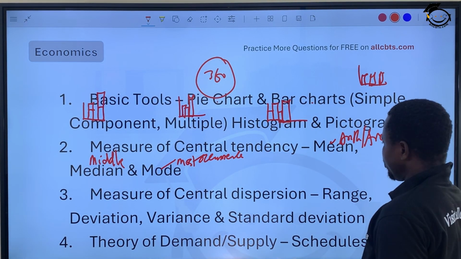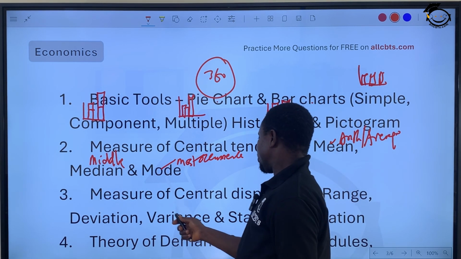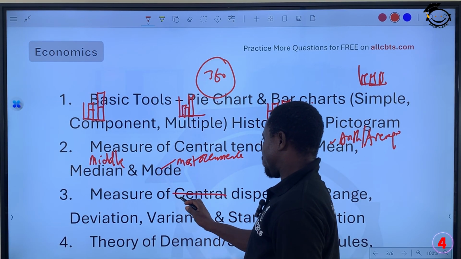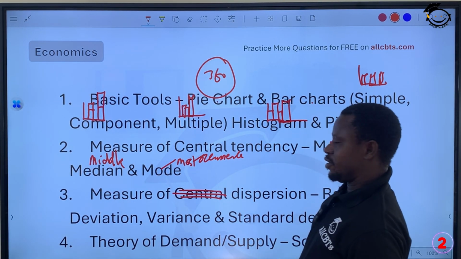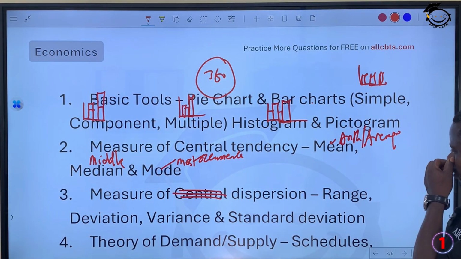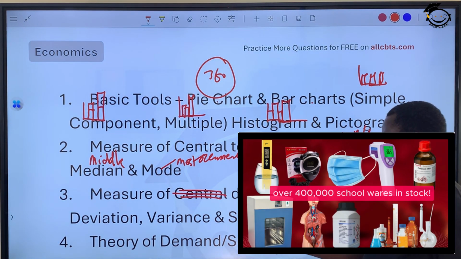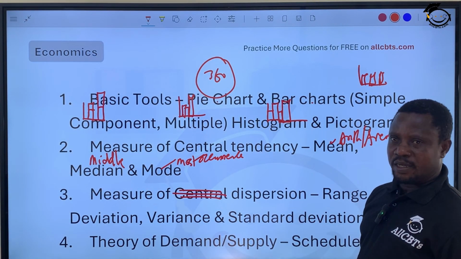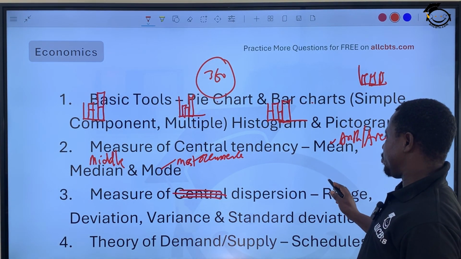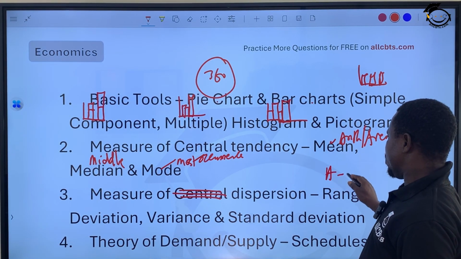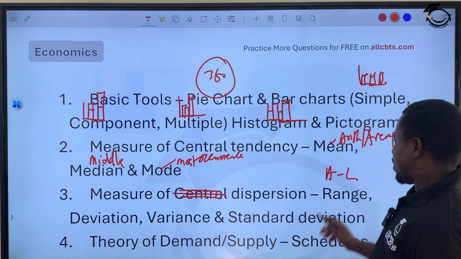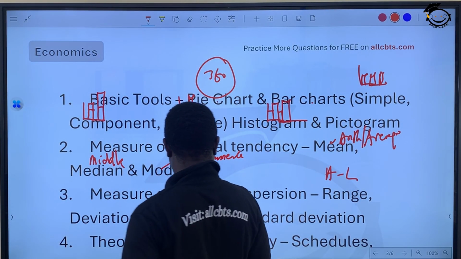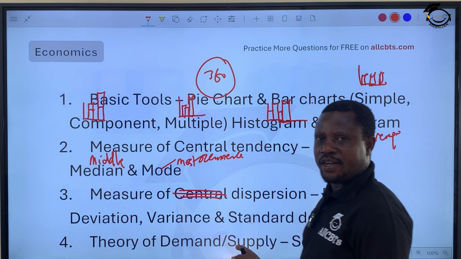The next one is measure of dispersion. In this case, they're talking about range, deviation, variance, and of course, standard deviation. Range is the simplest among them, which is the difference between the highest and the lowest. Highest minus lowest will give you your range. And deviation is the square root of your answer.